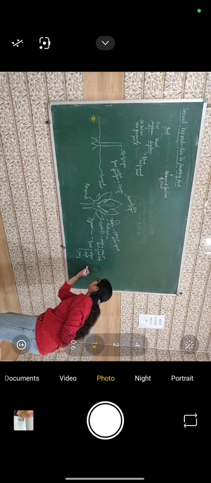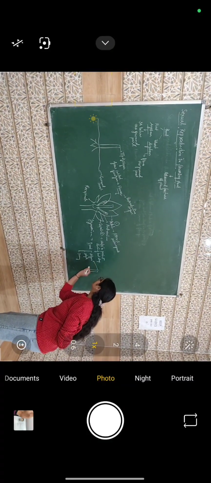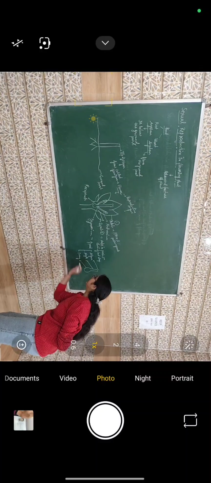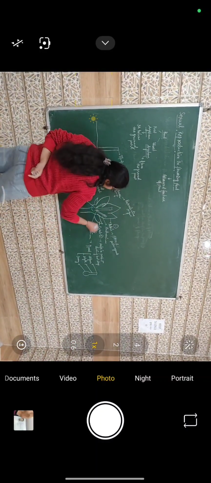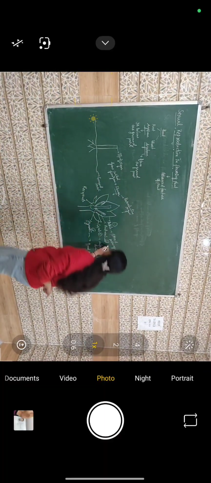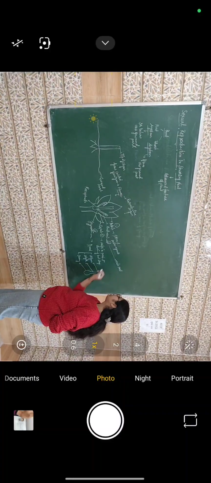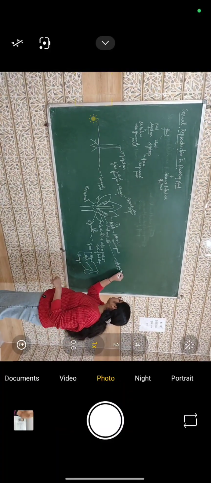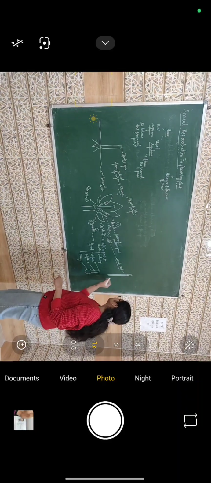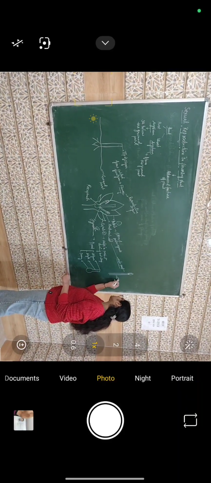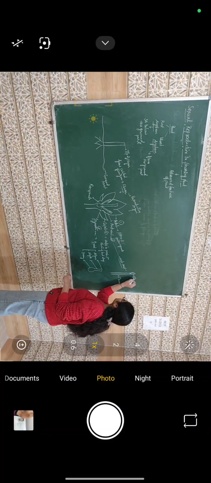So the structure of the gynoecium is: it is the stigma, it is the style and it is the ovary. Fourth part is the androecium, and the androecium is the male part. The male part has 2 parts. One is the filament and the second is the bilobed anther.